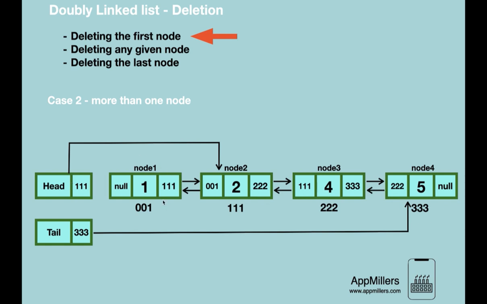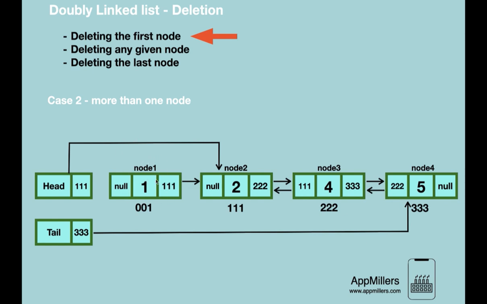Now node 1 is not yet eligible for garbage collection because there is a reverse link from node 2 to node 1, so node 1 is pointed to by node 2. We need to delete this link. So how can we delete it? We know that the first node's previous reference in a double linked list is null. So if we set node 2's previous reference to null, this will delete the reverse link between node 2 and node 1. If I set it to null, you see that the link between node 2 and node 1 is deleted. Now node 1 is not referenced by any node.